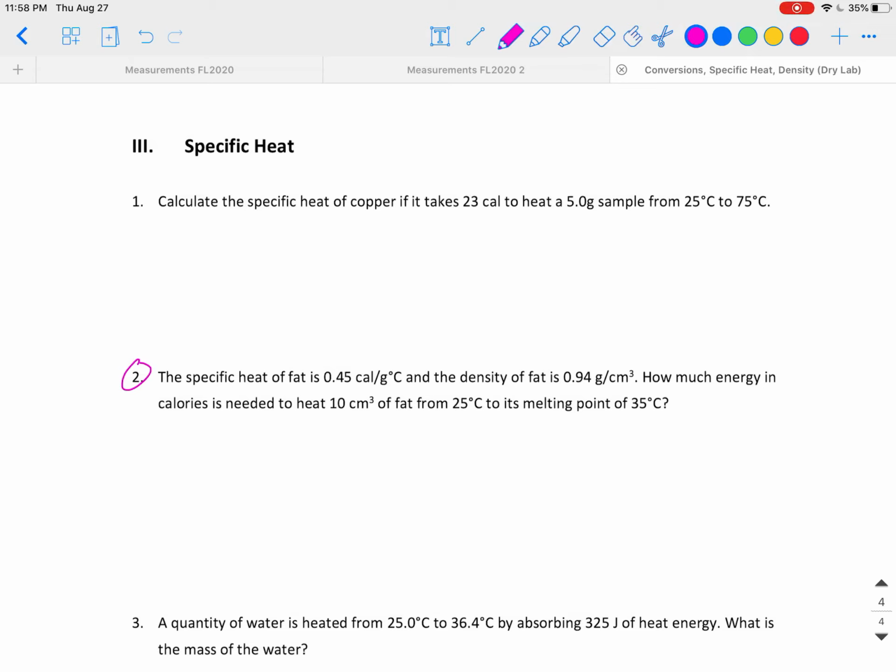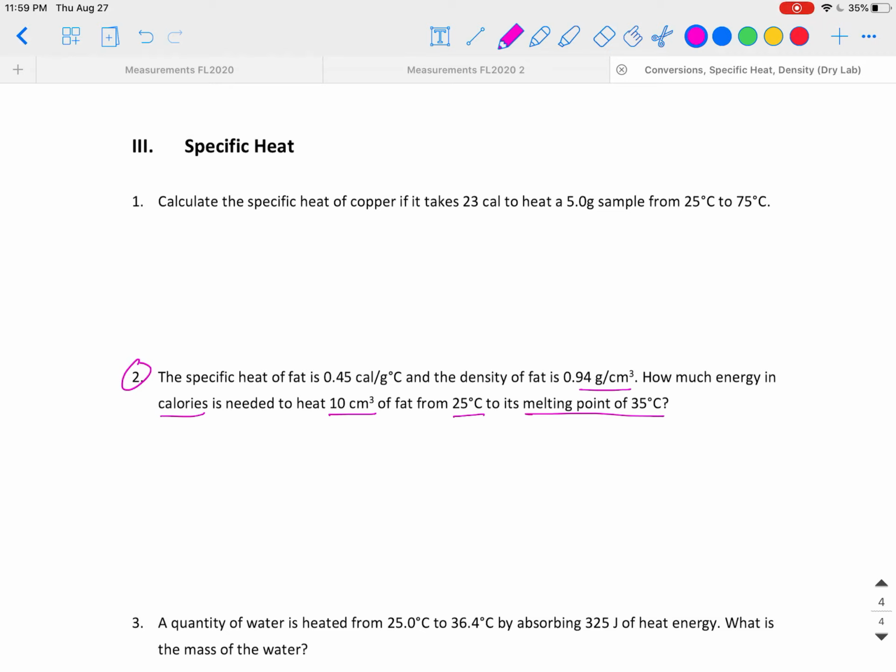All right, the last problem that I'm going to work is from our specific heat section of the dry lab. So the specific heat, I'm going to do number 2. This one I've circled. It says this: the specific heat of fat is 0.45 calories per gram degree Celsius, and the density of fat is 0.94 gram per cubic centimeter. How much energy in calories is needed to heat 10 cubic centimeters of fat from 25 degrees Celsius to its melting point of 35 degrees Celsius?